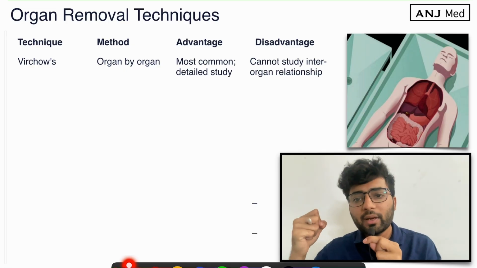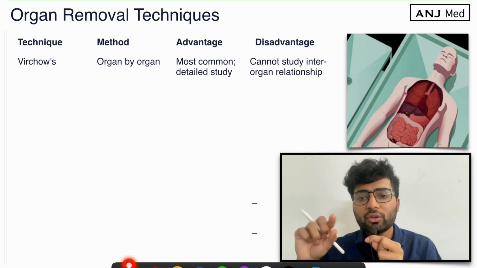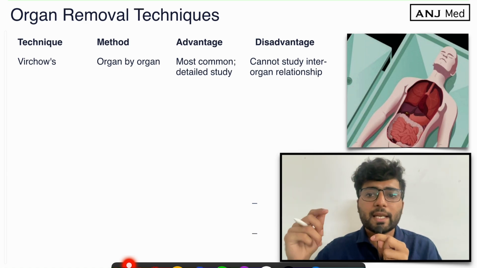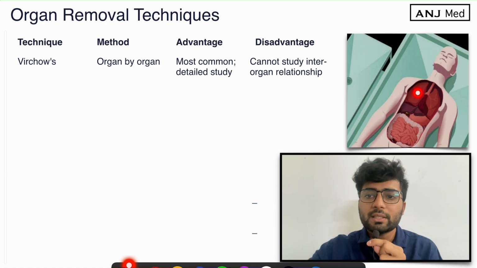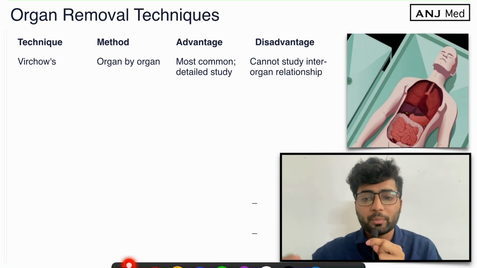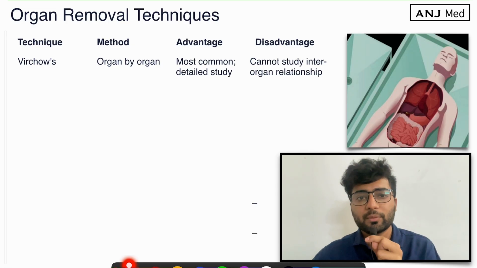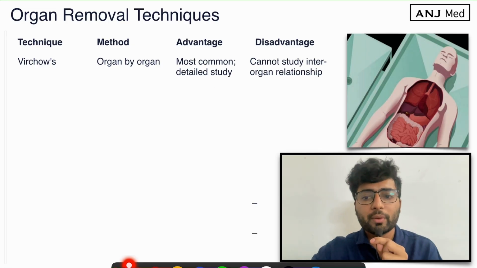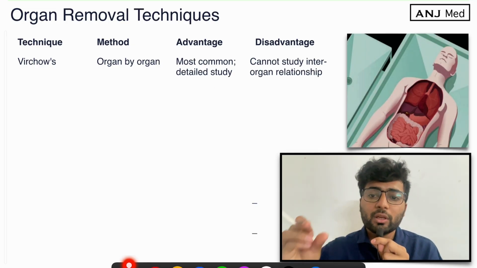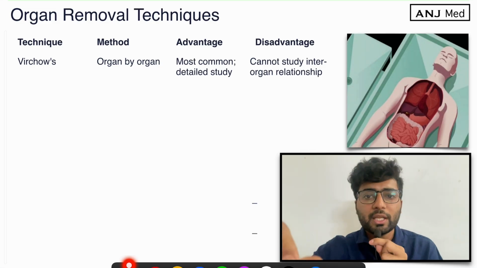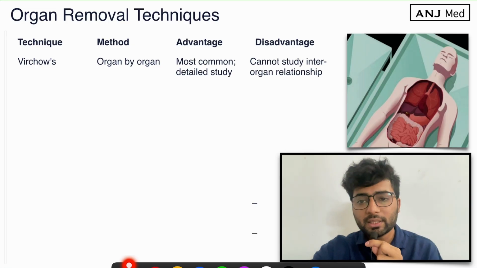Now the disadvantage is that we cannot study the inter-organ relationship. Let's say the cancer started from the lung and is spreading all over. When we are removing individual organs, we cannot see that spread or inter-organ relationship. So it is the most common method and we can study each organ in detail, but we cannot study inter-organ relationship. So this was a disadvantage, and we discovered another method.